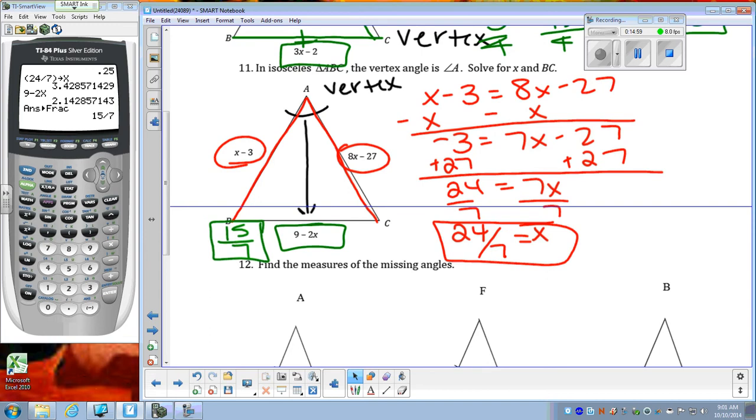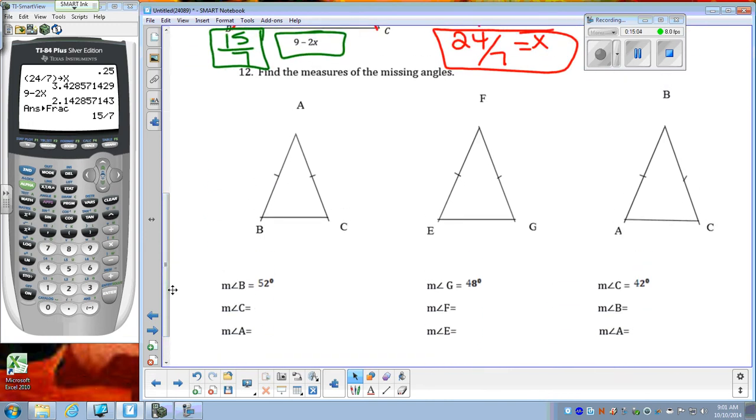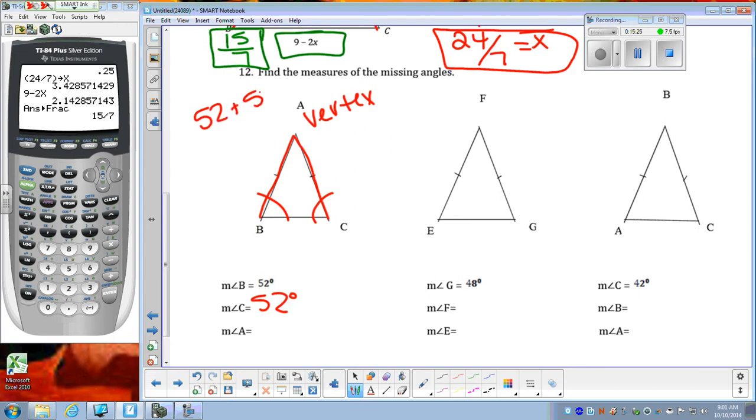Number 12, I need to find the measures of the missing angles. Since they're all isosceles triangles, I need to pay attention to which one is my vertex angle. I know my vertex angle is made up by my two congruent sides. So in this first triangle, A is my vertex, which means I know that B and C have to be congruent. Well, I'm given that angle B is 52 degrees, so that means angle C also has to be 52 degrees. And then to figure out A, I add the two 52s together, and then I subtract this from 180. This first one for angle A is 76 degrees.